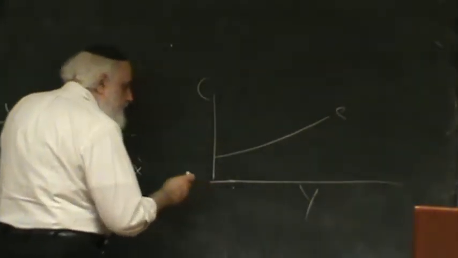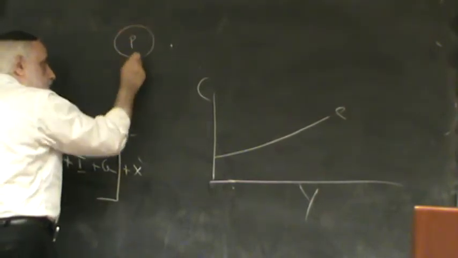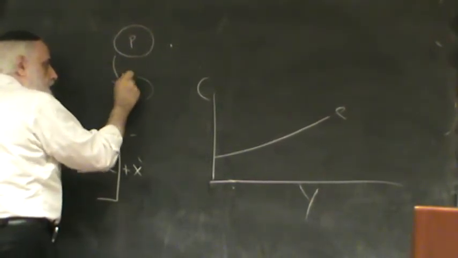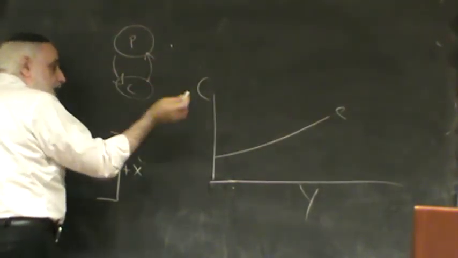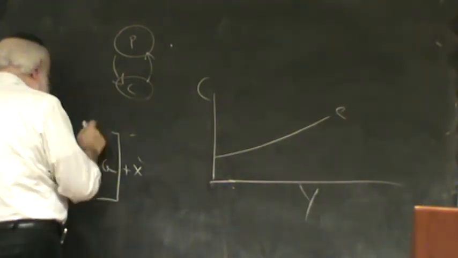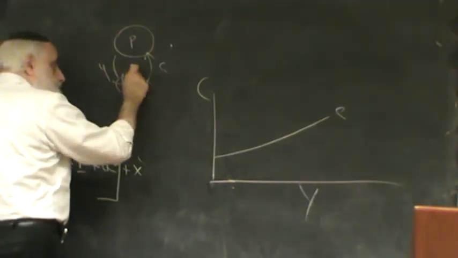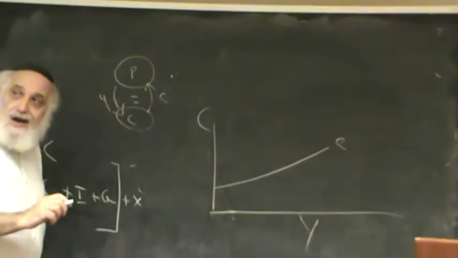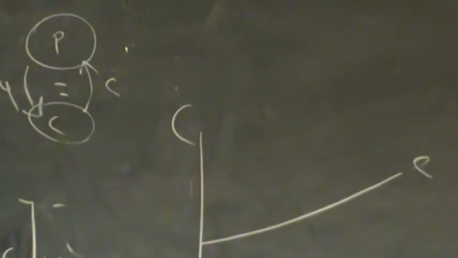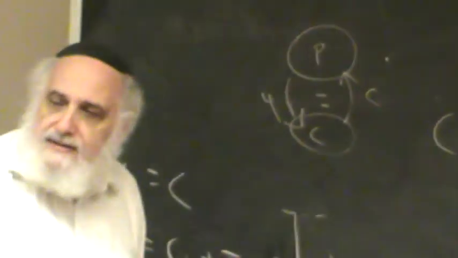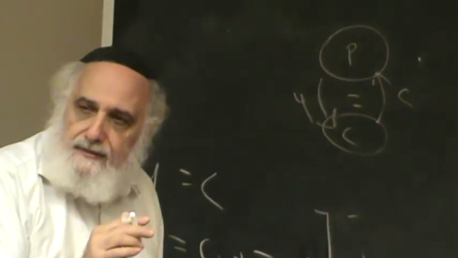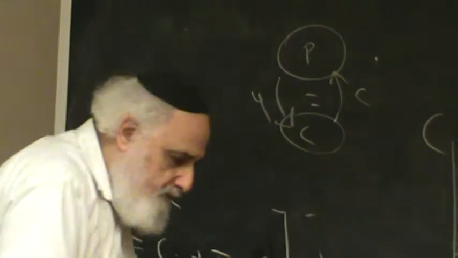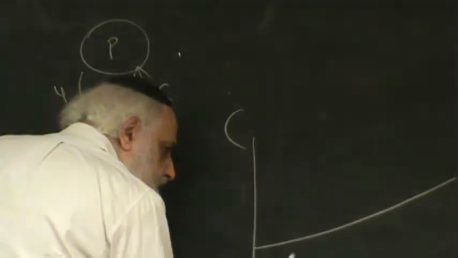Now, we said, according to our model, Y, without the extra stuff, has to be equal to C. You have to find the place along the line that Y equals C. How do you find the place along the line that Y equals C? I'll show you how you find that place. You draw a 45-degree line.